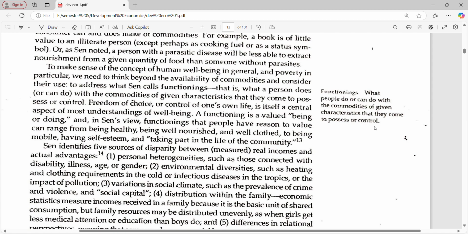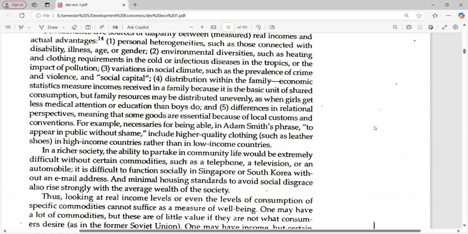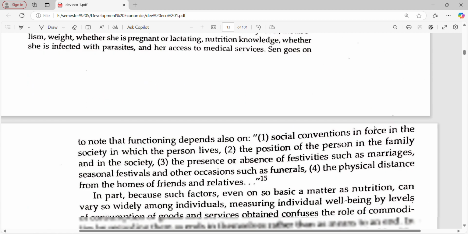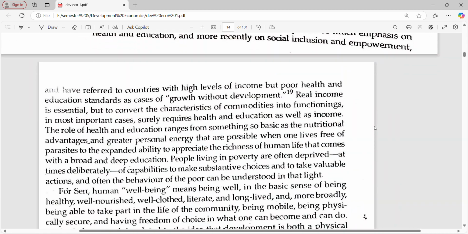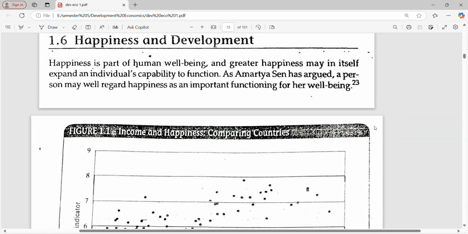Again, you have this Lewis model to be studied in the fourth chapter of this paper. I just mentioned that. So you are studying the four perspectives of four economists: Amartya Sen, Dudley Seers, Lewis, Dennis Goulet. Then we are moving to 1.6, that is happiness and development. You have to see this graph.